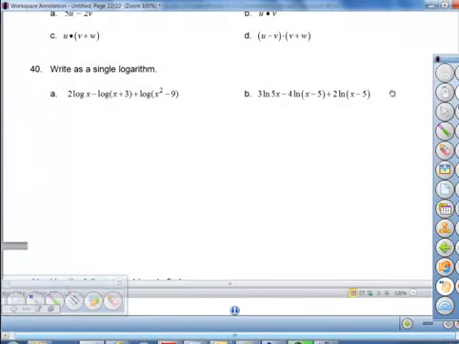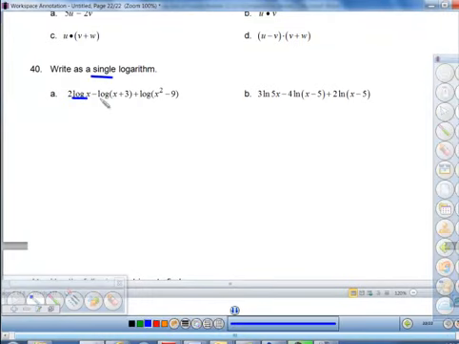Number 40 says write as a single logarithm. So since it says single, that means that I can't have multiple. Right now I have 1, 2, 3 different logarithms going on here. So I need to try to condense that because it's just too much. So writing it as a single, this is what I would do.